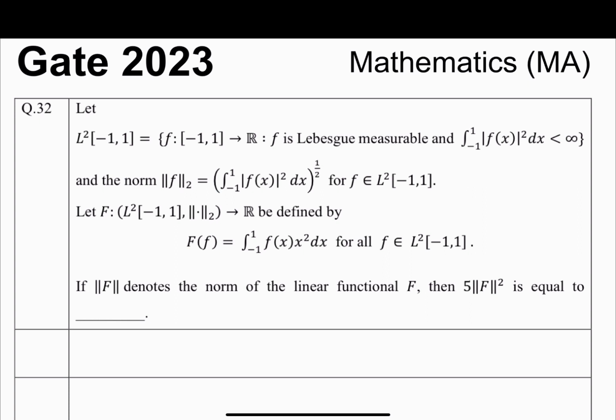It is saying: let L2 of minus 1 comma 1. So this is basically all square integrable functions, where the functions are Lebesgue measurable. So this f is a function from minus 1 to 1 to R. F is Lebesgue measurable and the function should be square integrable on minus 1 to 1. With the norm, because this is finite, you take this quantity to the power half, then this will become a norm.